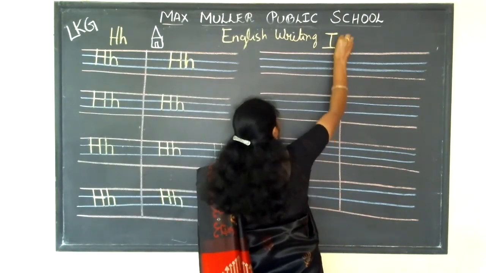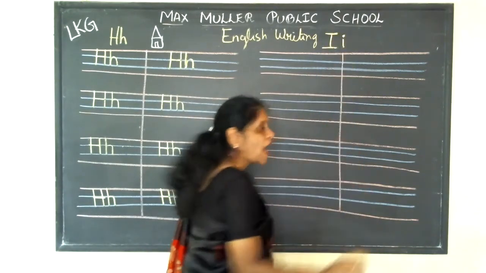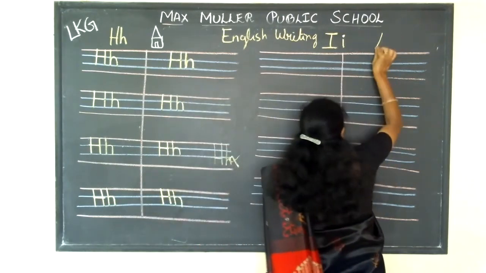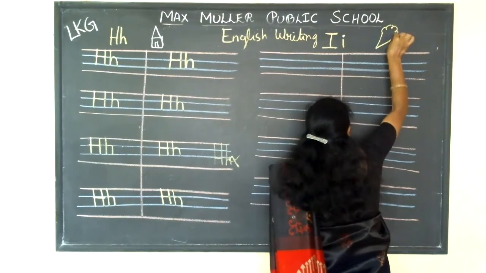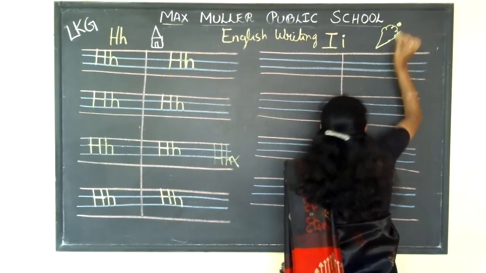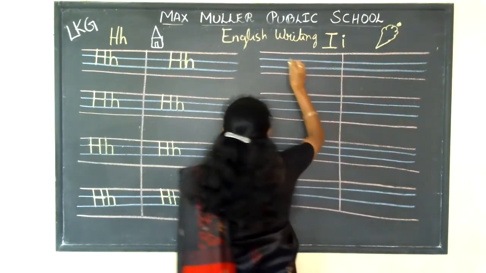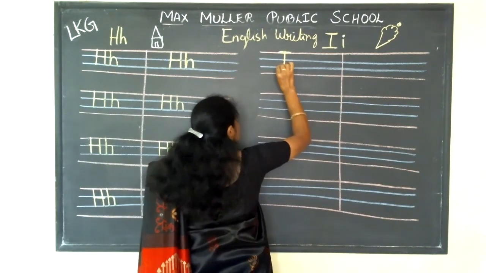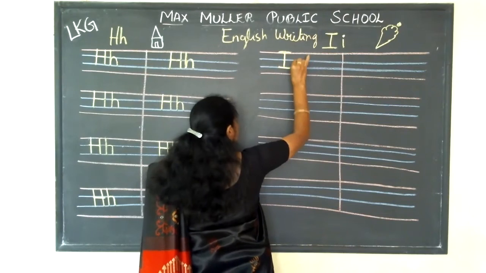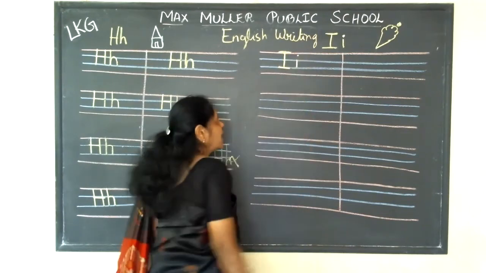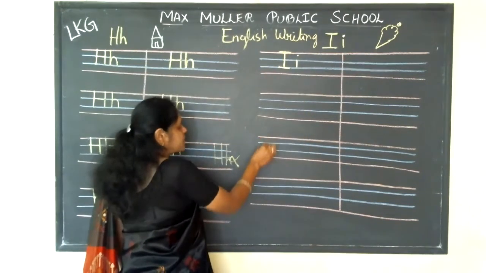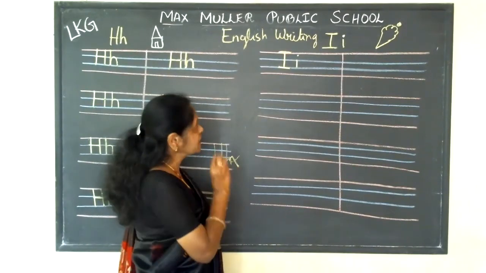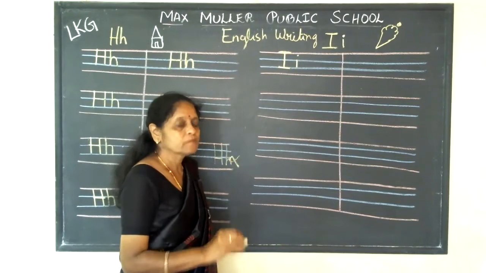Capital I, small i. I for ice cream. Standing line, sleeping line, sleeping line. Capital I, small i. Don't write I from the red line to the bottom blue line, okay? That is wrong. You should write inside the blue line.